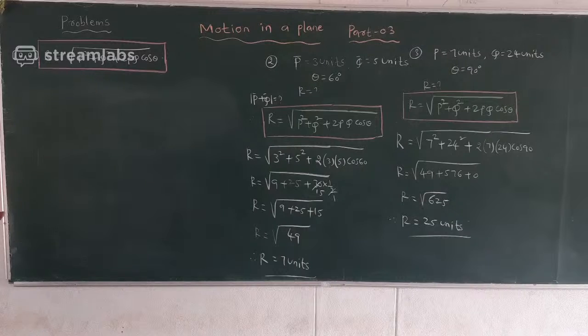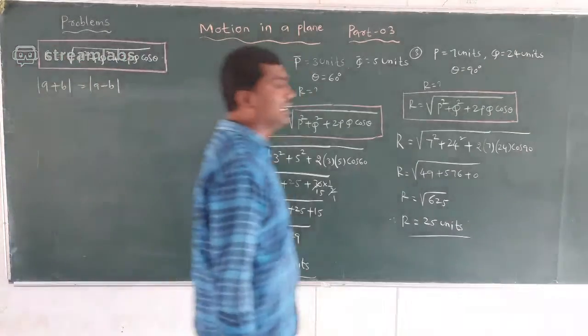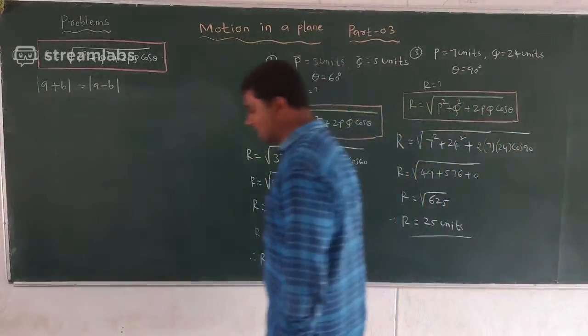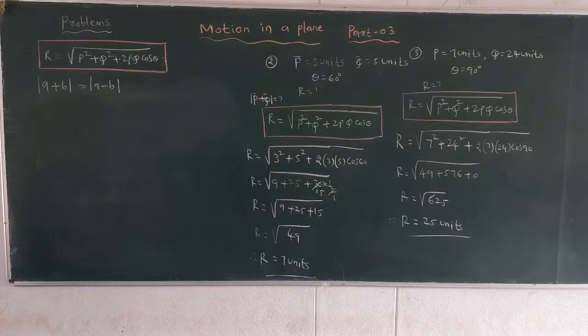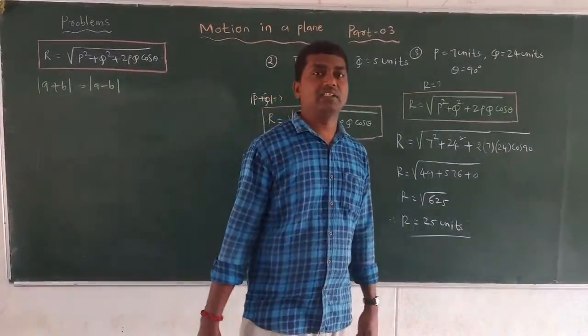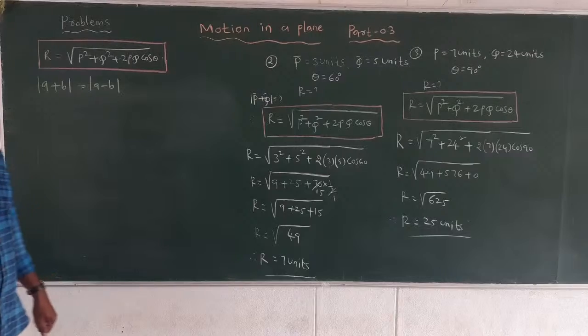If mod of a plus b is equal to mod of a minus b, then the angle between a and b is 90 degrees. So this question will be asked in the examination. Show that the angle between a and b is 90 degrees if mod of a plus b is equal to mod of a minus b.